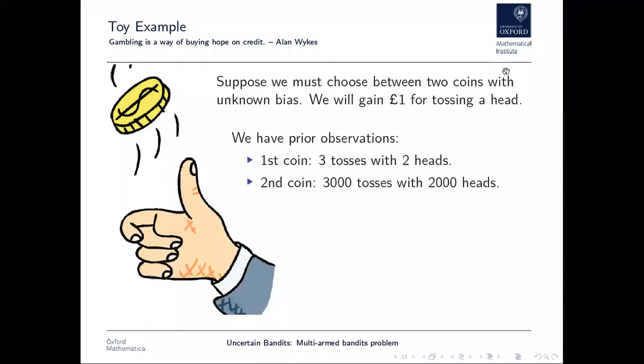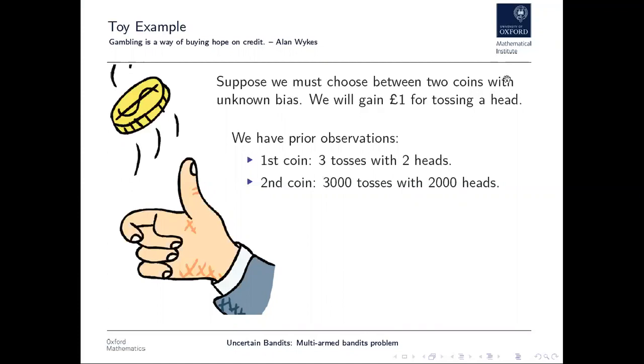Before starting our discussion about mathematics, I would like you to consider the following example. Suppose we have two coins with unknown bias, and we need to choose between those two coins to gain £1 for tossing a head. Suppose we have the following observation. The first coin was tossed 3 times with 2 heads, and the second coin was tossed 3,000 times with 2,000 heads. Which coin would you choose?